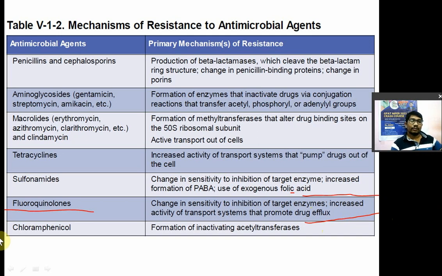How will bacteria develop resistance to chloramphenicol? So formation of an inactivating acetyl transferase. The bacteria makes an acetyl transferase enzyme, which inactivates chloramphenicol. So these are the different mechanisms of resistance to the antibacterial drugs.